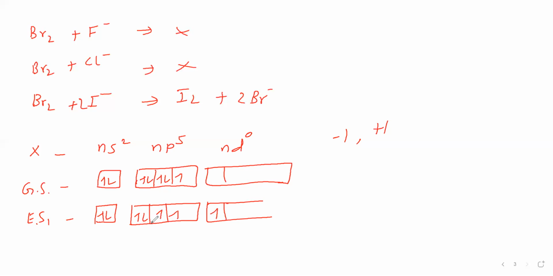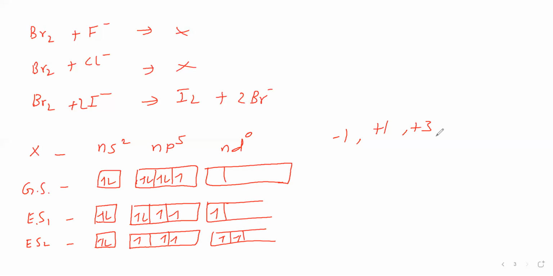In the first excited state, 3 unpaired electrons are there. If these 3 are involved in a chemical reaction, then it will show +3 oxidation state. Then the second excited state we will see. In the second excited state, another np electron gets unpaired and goes to nd.